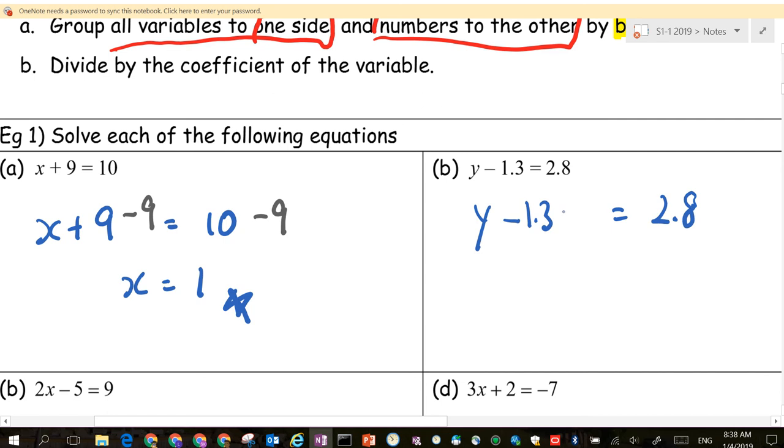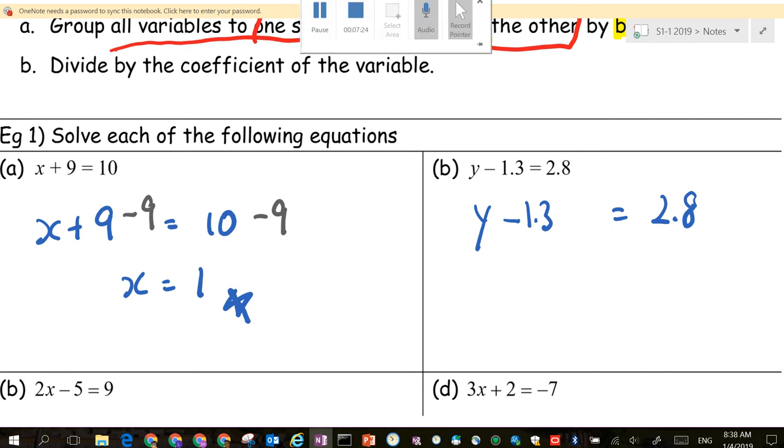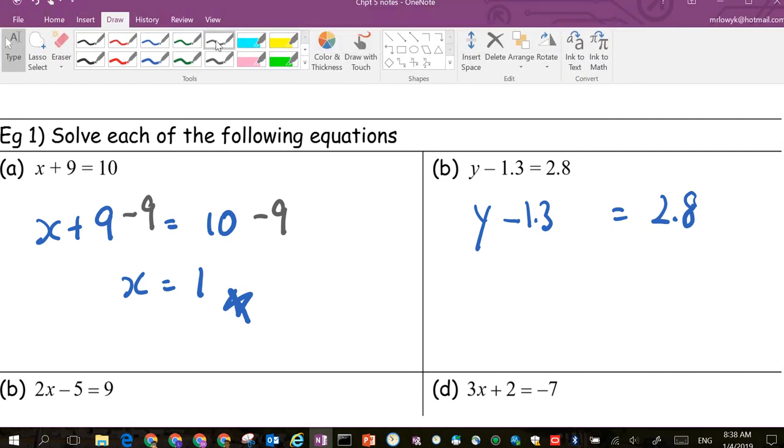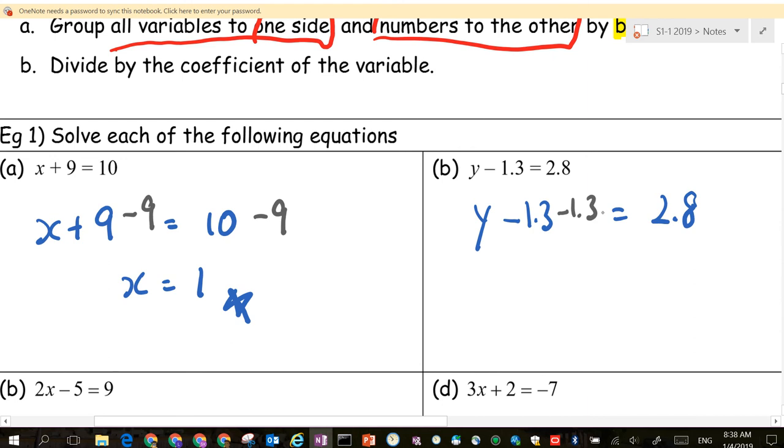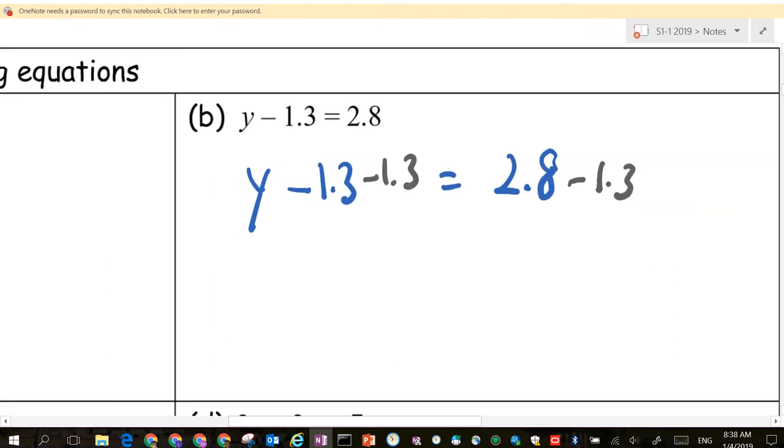Question, can I minus again? Can I minus 1/3, 1.3? Yes. How many of you say yes? Okay, good. I want everyone to take out a calculator. So calculator, stand up. Everyone take out a calculator.